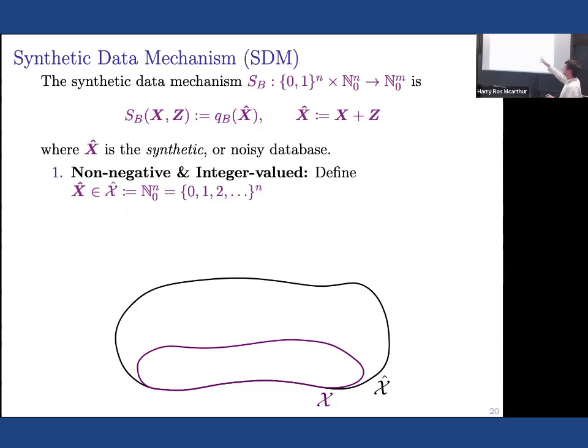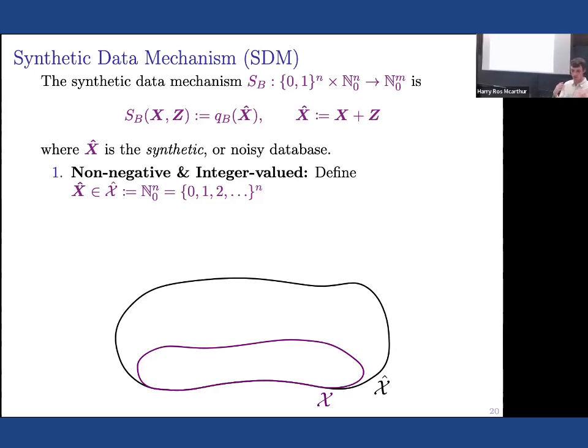How do we enforce that the outputs will be non-negative and integer valued? You need to expand the state space. So calligraphic X here is going to be the space of the feasible databases. Now we need to allow our synthetic databases to take values in a larger space here, and specifically that means that the entries of the synthetic database are no longer binary, they can take integer values.